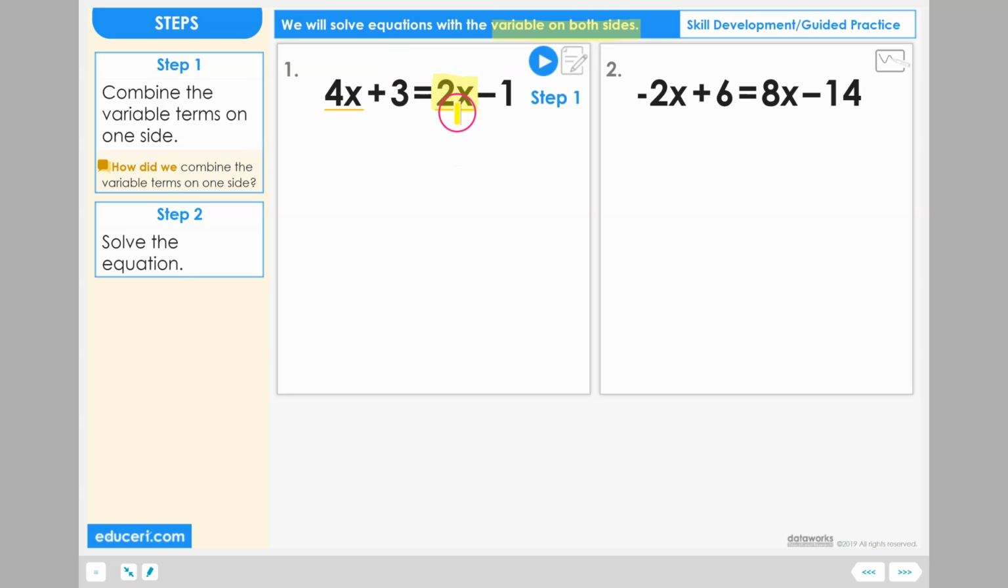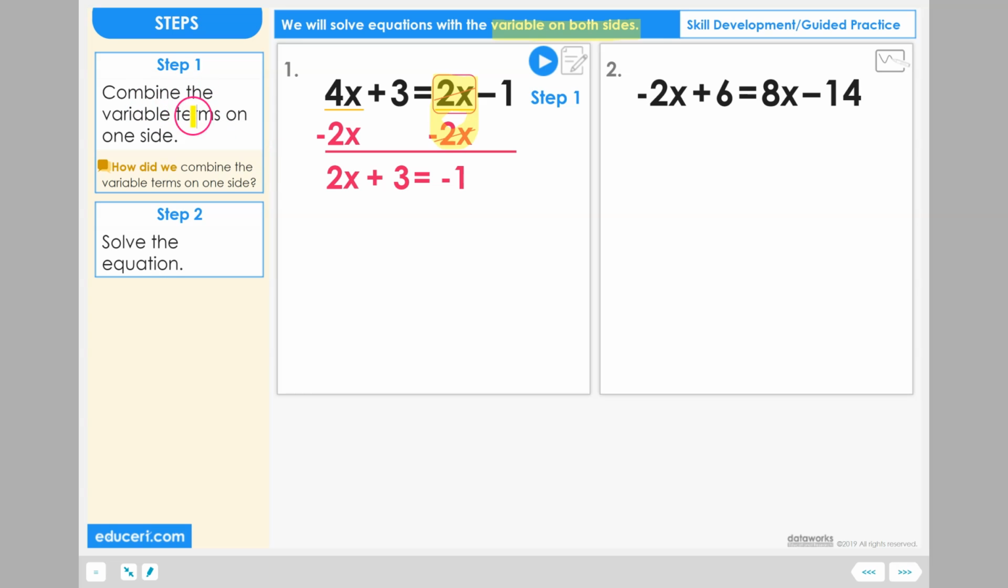And we use the additive inverse to remove positive 2x, so we will subtract 2x from the right side, and we must keep it balanced and subtract 2x from the left side as well. Now evaluating, 4x minus 2x will leave you with positive 2x, plus 3 equals, the 2x is cancelled by the subtracting of 2x, so that goes away, leaving us with just negative 1 on the right side.